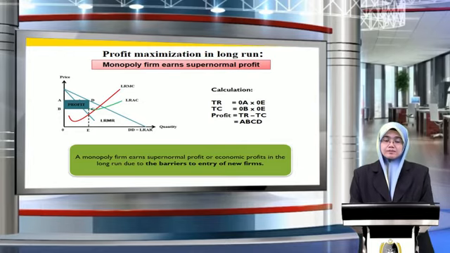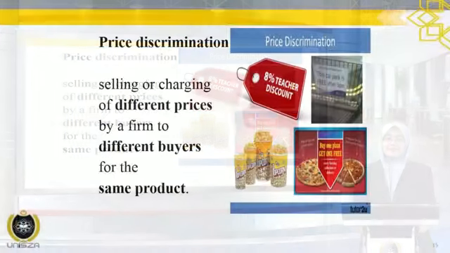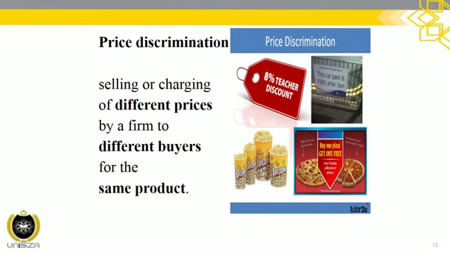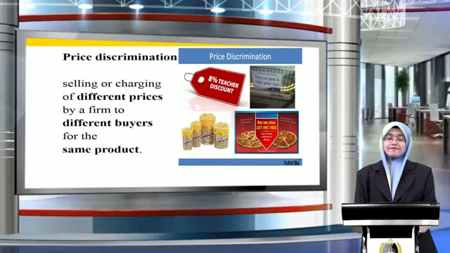As we know, in a monopoly we have price discrimination. Price discrimination refers to selling or charging of different prices by a firm to different buyers for the same product. Price discrimination allows a company to earn higher profits than a standard pricing approach because it allows firms to capture every last dollar of revenue available from each of its customers.